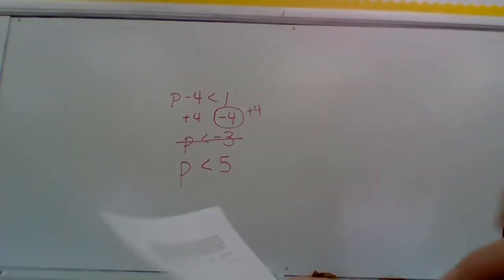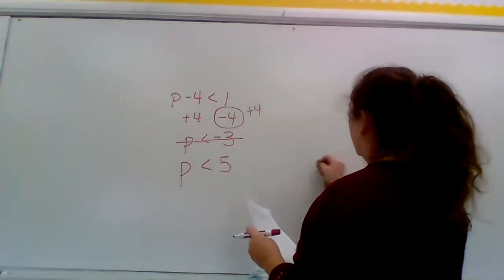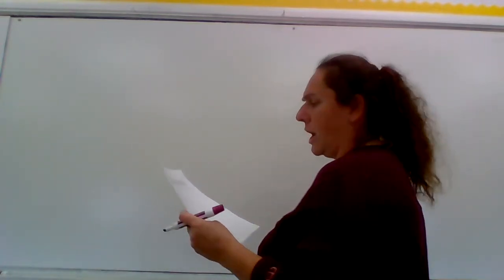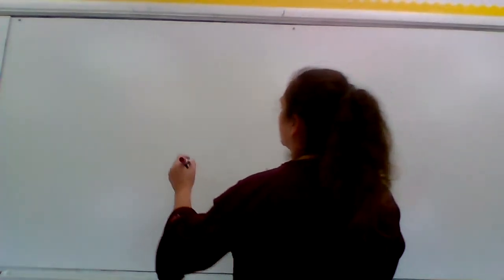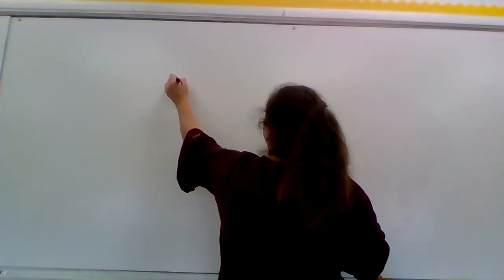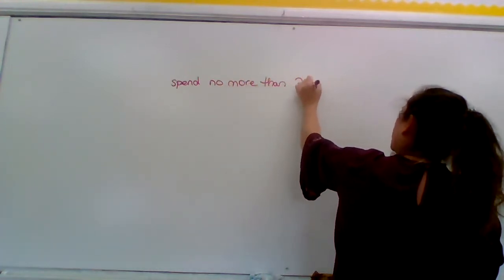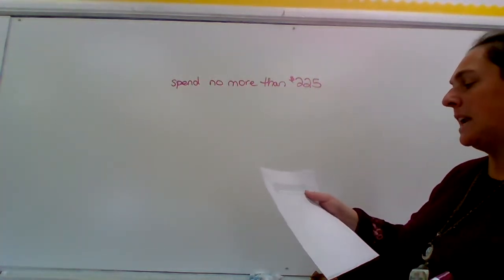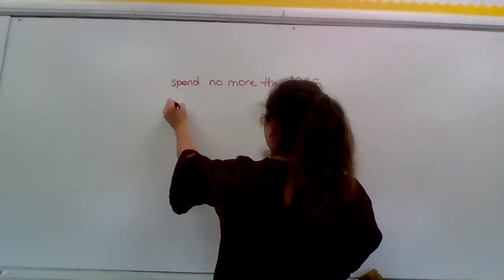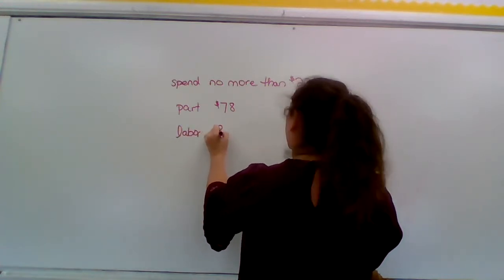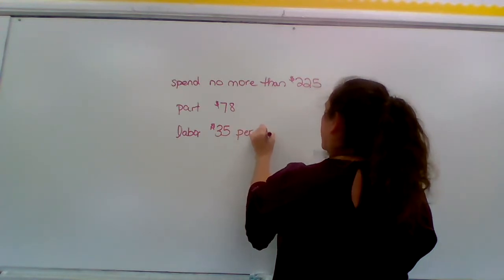Okay? All right, this next one's a word problem. All right, so I'm going to write some information. I'm not going to write it all up there for you. All right, it says, Miss Stevens needs to have her car repaired, but does not want to spend more than $225. So spend no more than $225. Now, the mechanic says that the part needed for the repair costs $78. So the part is $78. And the labor is $35 per hour.